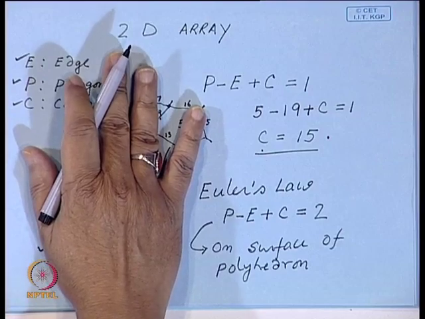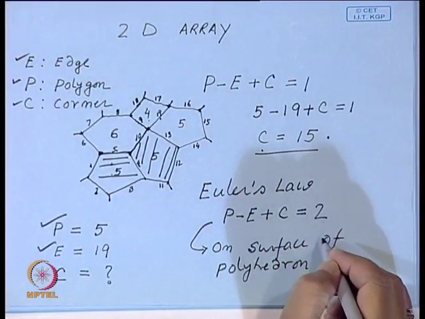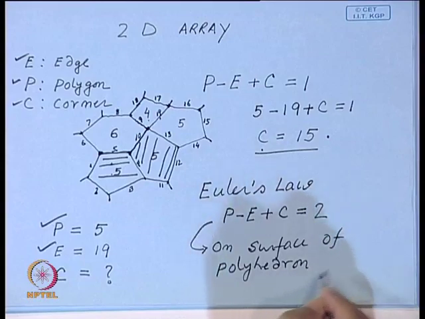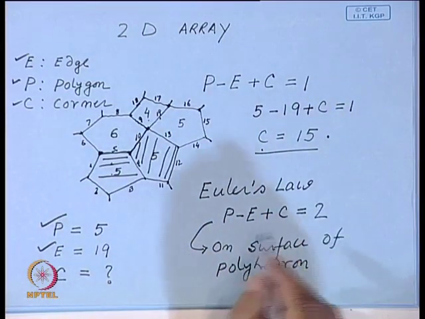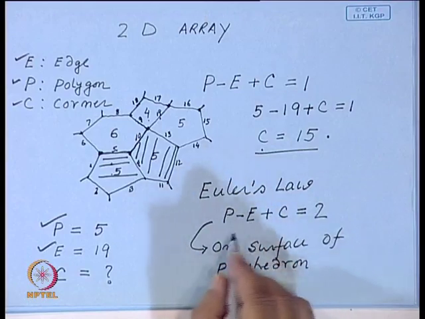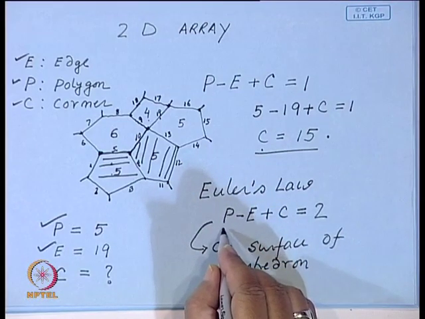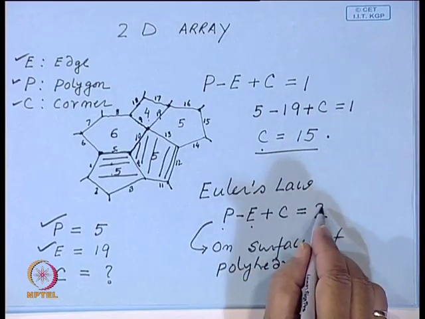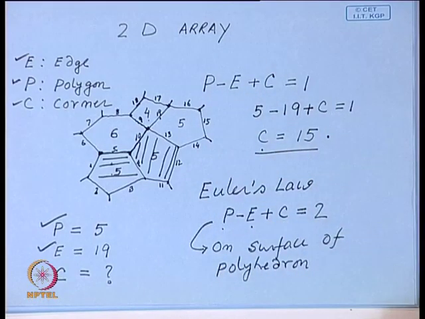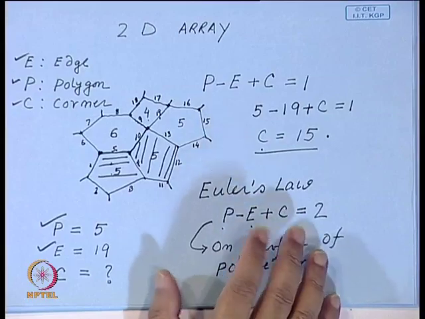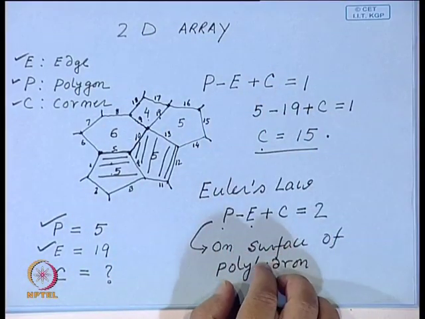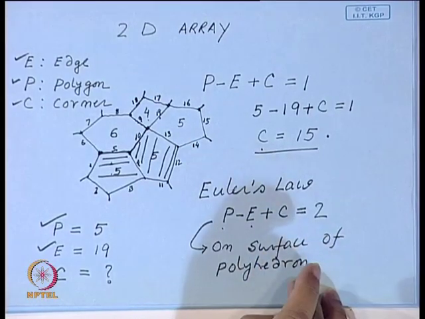In fact, there is an Euler law which is valid on the surface of a polyhedron, like let us say truncated octahedron. We talked about the truncated octahedron, also you can apply this law P minus E plus C, but this will be equal to 2. In this polyhedron also you will have a number of faces, corners and edges. So, therefore, this can be applicable, it is a very general type of law, it can be applied to polyhedra also.